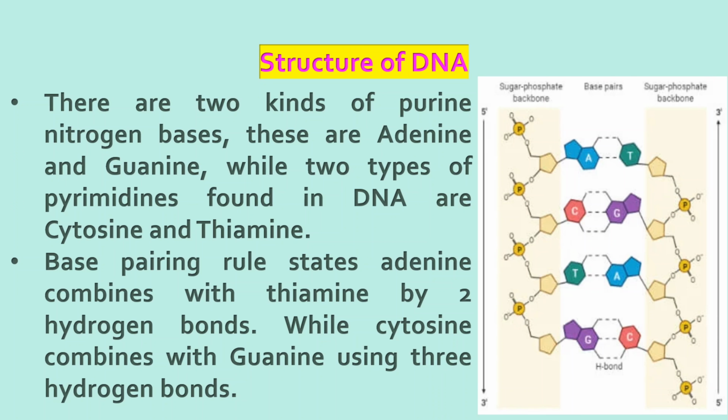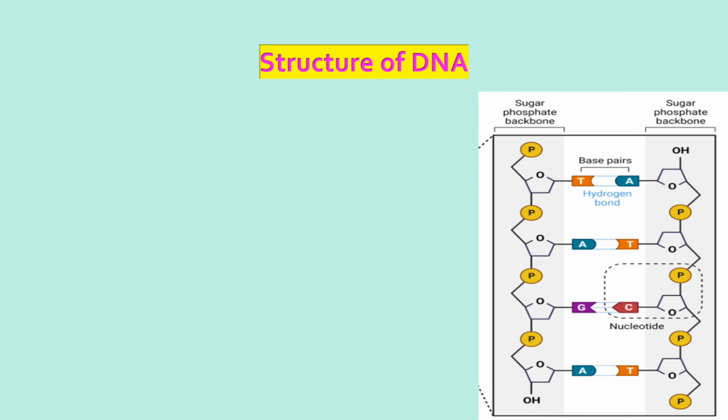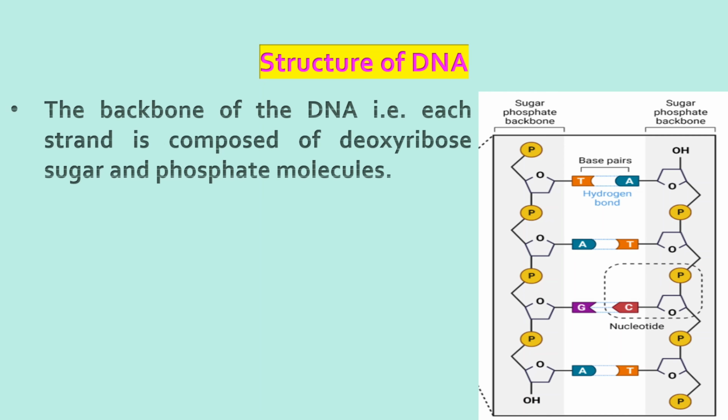Adenine can only combine with thymine. This is thymine and this is adenine. Adenine and thymine are combined by two hydrogen bonds, whereas cytosine and guanine are combined with three hydrogen bonds. The bond between adenine and thymine is two hydrogen bonds, and the bond between cytosine and guanine is three hydrogen bonds.